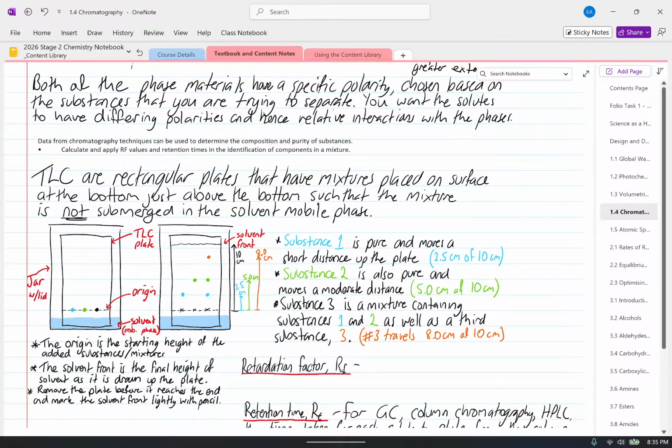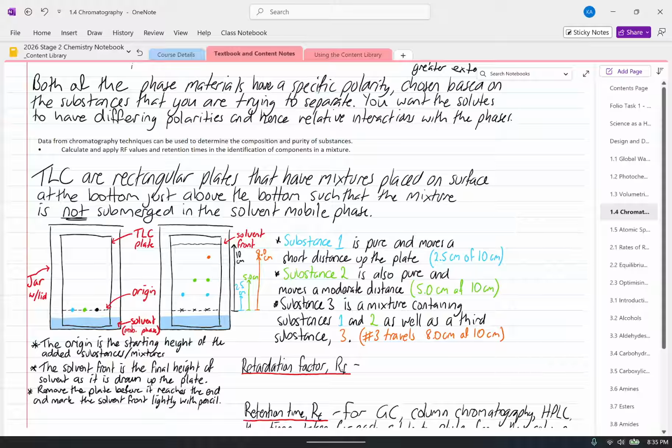We can use that to actually calculate what's called a retardation factor, which is essentially how much our substance has been slowed by its interaction with the stationary phase. Substance 2, so first of all, actually go back one step. The first substance appears to be pure because when it has moved up, it has not separated. It's moved, but it hasn't separated or resolved into multiple components. We started off with one dot, and we end up with that one dot.